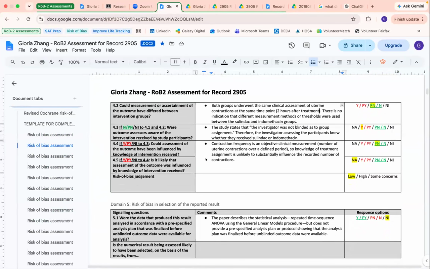For 4.3, were the outcome assessors aware of the intervention received by the study participants? I answered yes for this one. What did you guys answer? I put yes as well. I said probably yes.